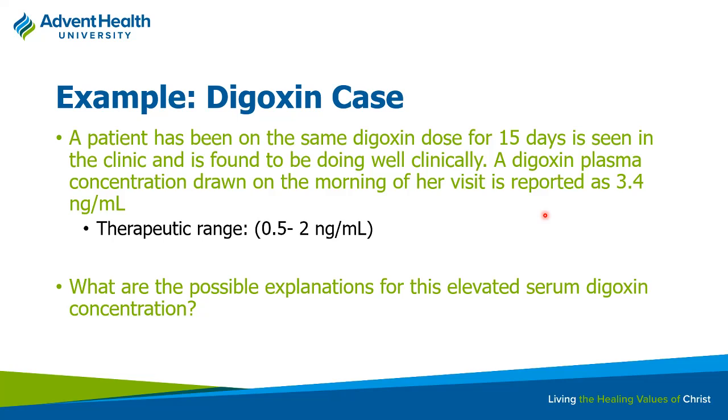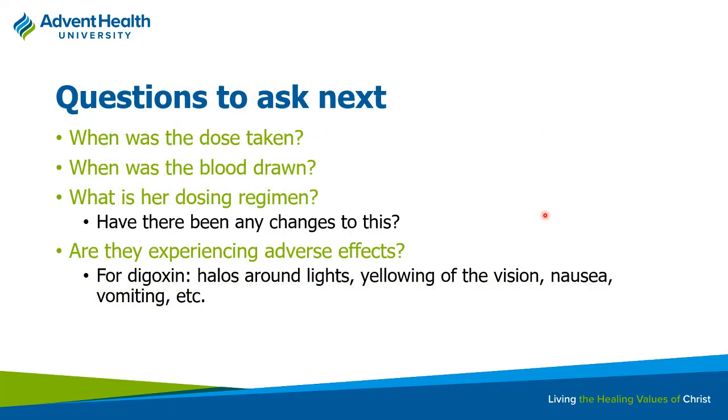Okay, maybe they're taking it too close together. Like if they're taking it twice a day and they take it at 9 a.m. and then 12 p.m. And like you said, take it twice a day. You didn't say when. We assume they would take it roughly 12 hours apart, but again, your patients may not be thinking the same thing as you are unless you ask them. So there's a lot of reasons why these levels might be off. The questions you want to ask next are going to be, one, when was the dose taken last?